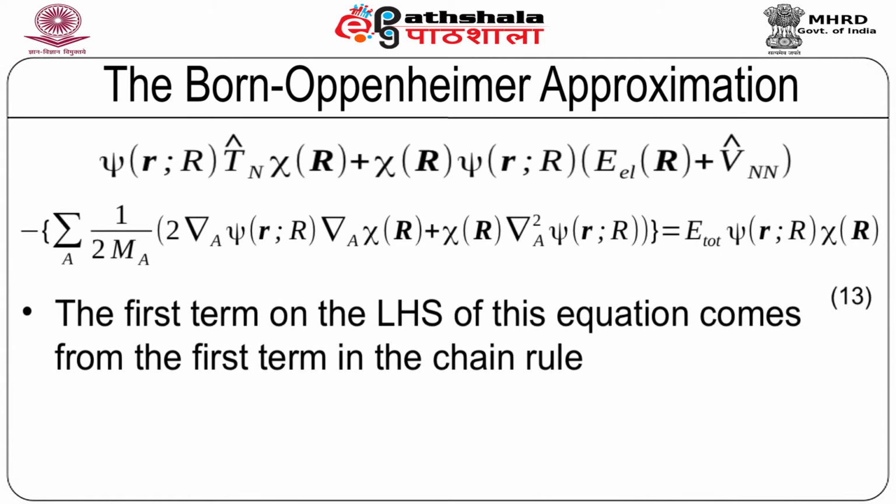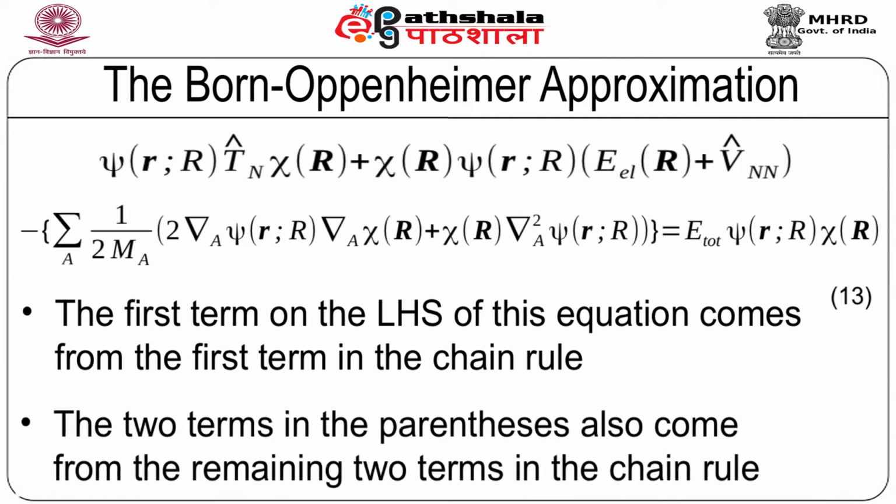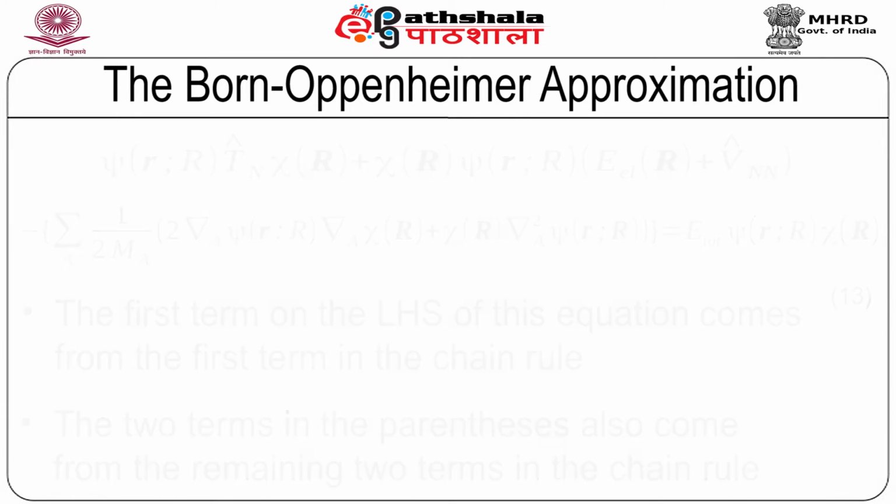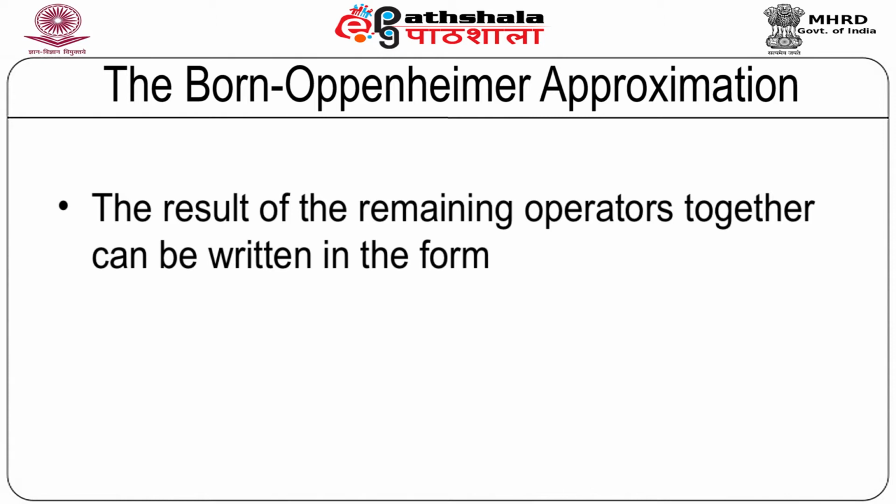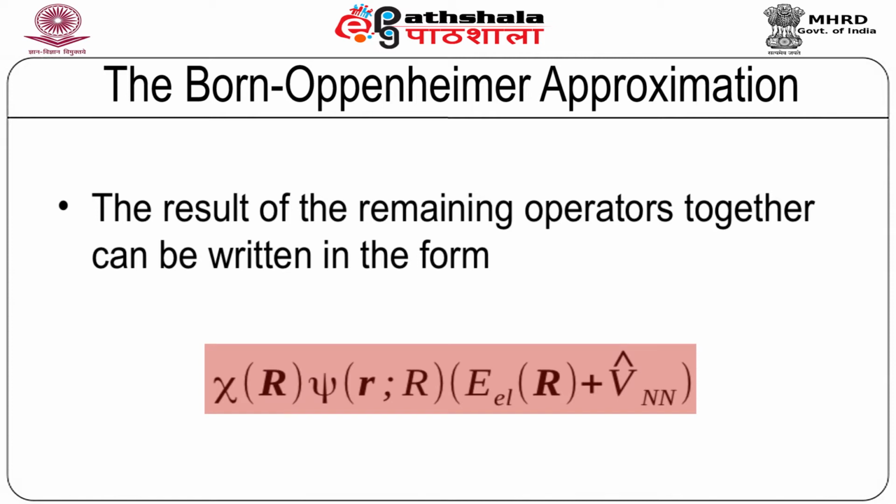The first term on the left-hand side of this equation comes from the first term in the chain rule. The two terms in the parenthesis also come from the remaining two terms in the chain rule, that is in equation 10. So these terms take care of the Tn(R) operator, the kinetic energy operator for the nuclei. The result of the remaining operators together can be written in the form χ(R) ψ(r,R) into (E_el(R) plus VNN).